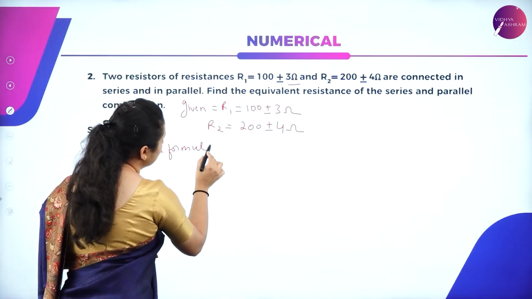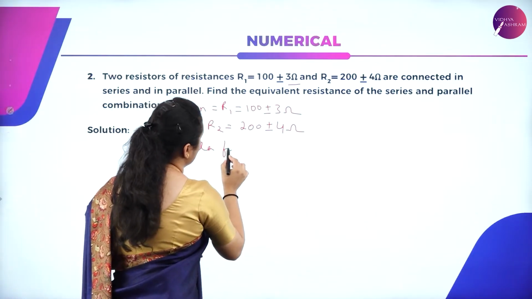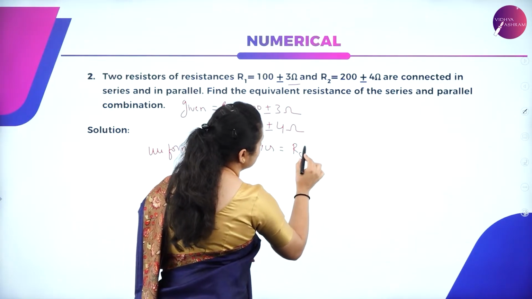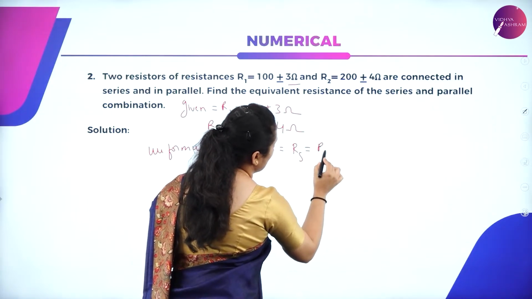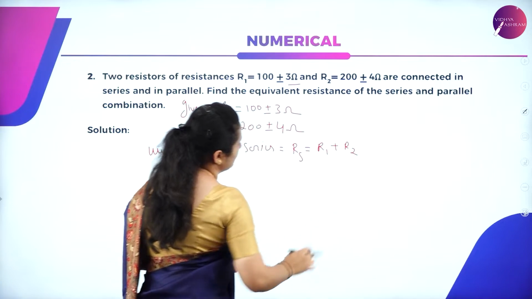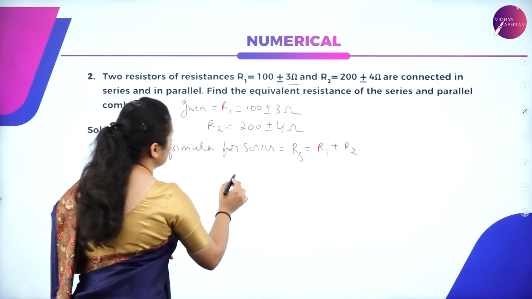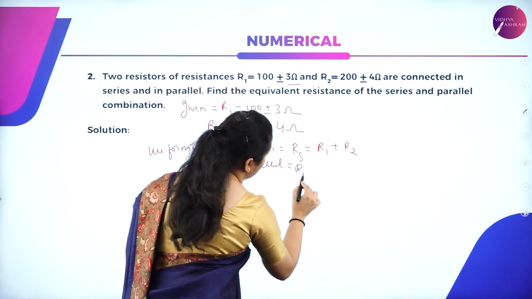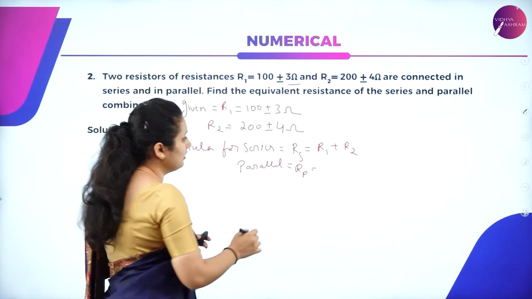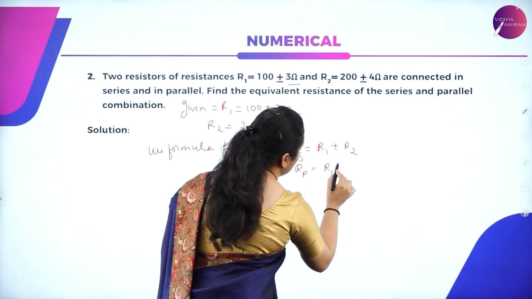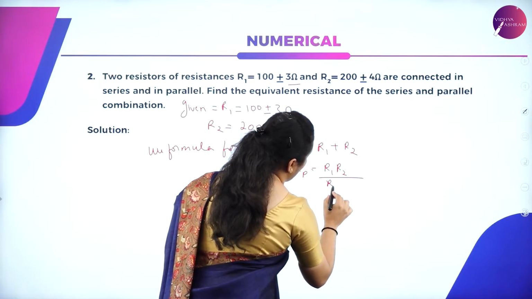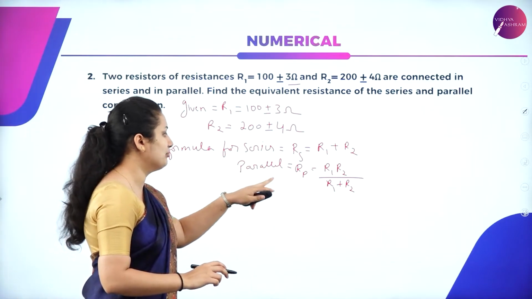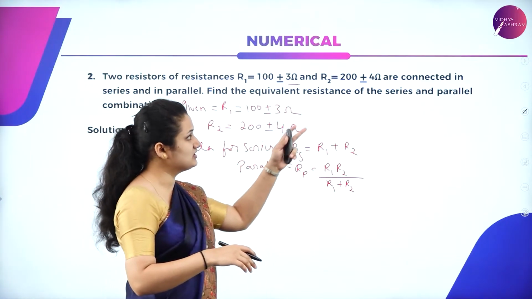So you can write down with me. Use formula for series. It is represented by Rs is equal to R1 plus R2. Series is equal to R1 plus R2. For parallel, represented by Rp is equal to, for parallel you can write down R1 R2 divided by R1 plus R2. This is to find out resistance in series and parallel. When you have to find out equivalent resistance in series and parallel.